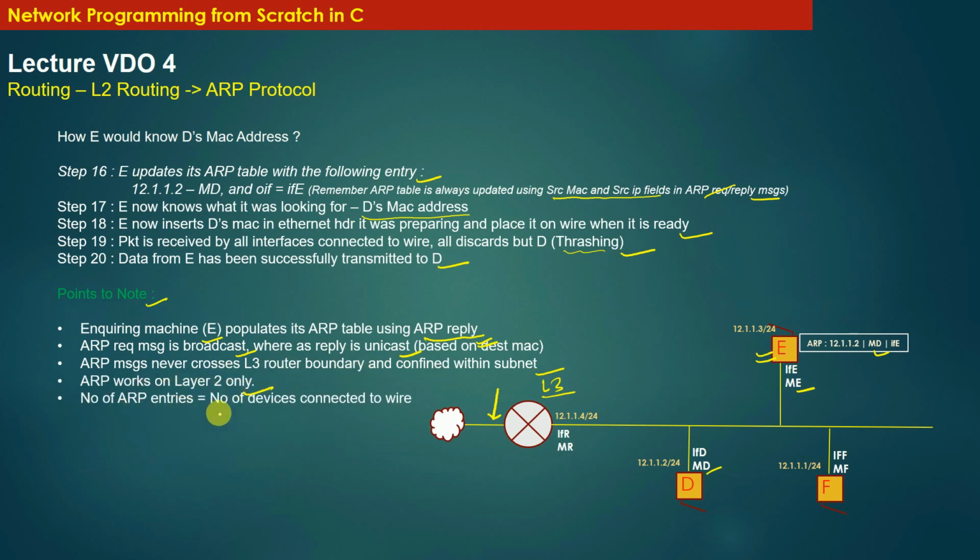And the number of ARP entries is equal to the number of devices connected to the wire, right? So in this case, if machine E wants to carry out communication with machine D or machine F or the router itself, then machine E will have to resolve the ARP for machine D, for machine F, as well as for the router. So for this topology, the number of ARP entries which each machine is expected to have is 3, because every machine connected to this wire has 3 neighbors.